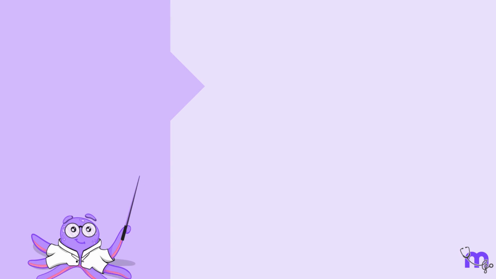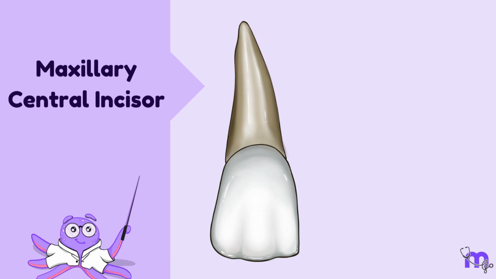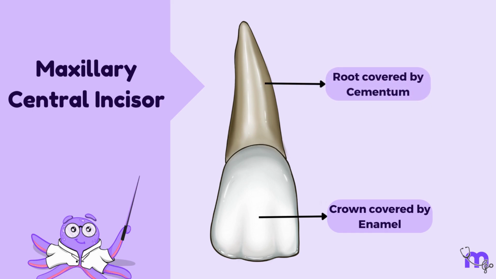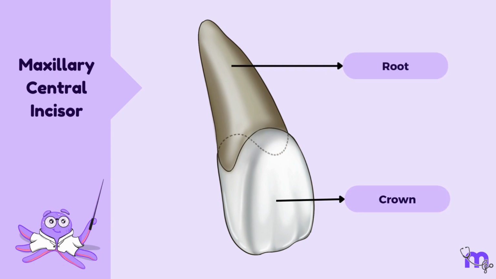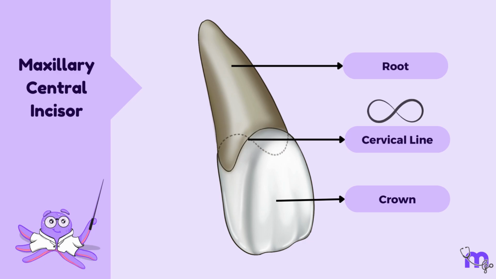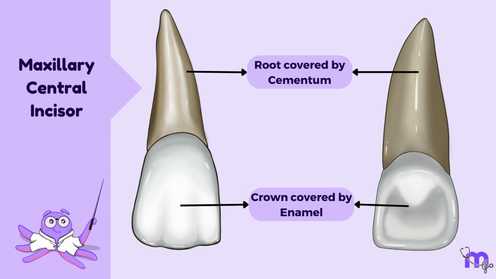Take an example of an anterior tooth, that is, the maxillary central incisor. Like all teeth, its crown portion is covered with enamel, and the root portion is covered with cementum. The region where the crown and the root meet is referred to as the cervical line, which looks like the infinite loop when seen separately. This is also the region where the enamel and cementum meet, so it is also known as the cemento-enamel junction.